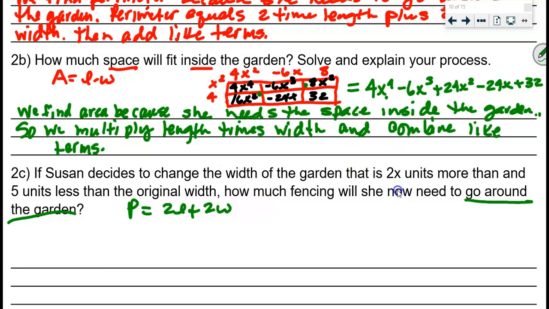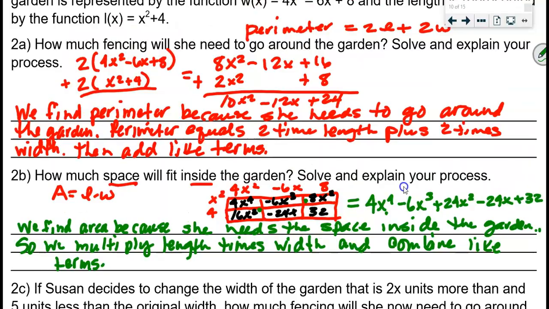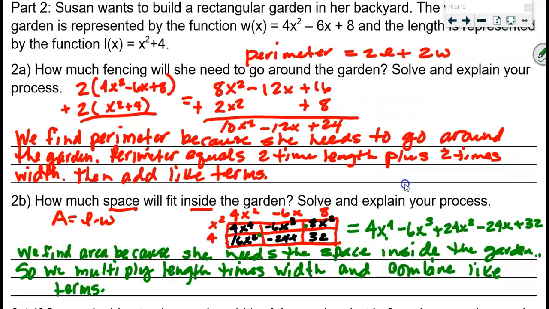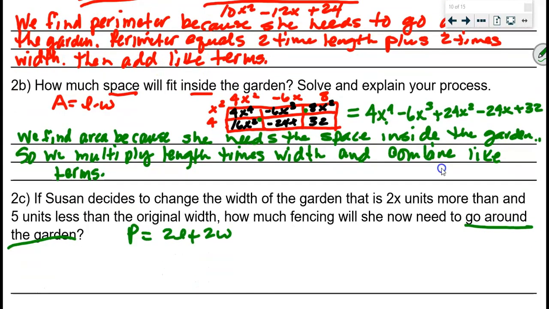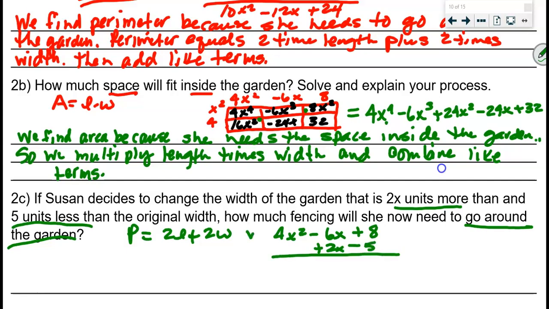So let's look at the width. So the width was 4x squared minus 6x plus 8. And it says 2x units more, so we're going to go plus 2x here. And 5 units less, minus 5. So this is going to be our new width, okay? So this is going to be 4x squared minus 4x plus 3, right?